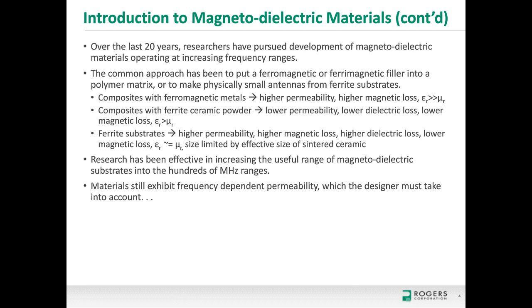The third approach is a ferrite substrate. So you make a ceramic material and you can metallize it to produce a magnetodielectric material. This gives you a higher permeability at a higher magnetic loss generally, with also a higher dielectric loss, and a mu that's approximately equal to epsilon, and the size is generally limited to the size that you can sinter a ceramic tile into. But after all these years of research, there are now materials available that have useful magnetodielectric properties into the range of a few hundred megahertz, say 500 megahertz. But they still exhibit a frequency-dependent permeability, and so you need to take that into account.